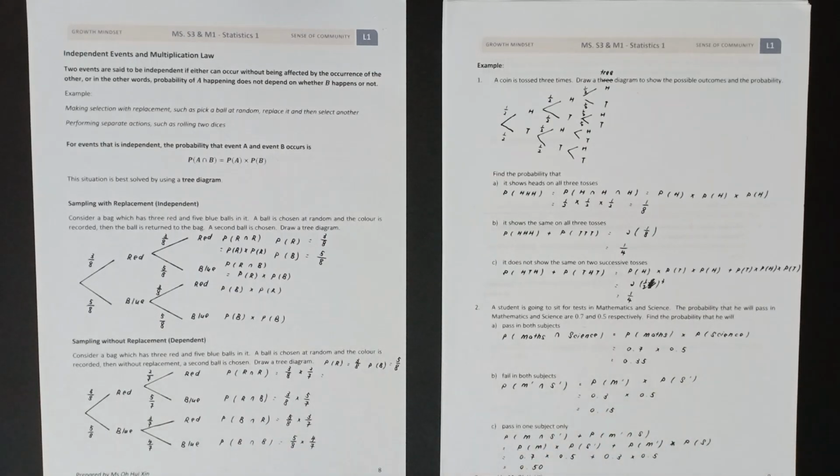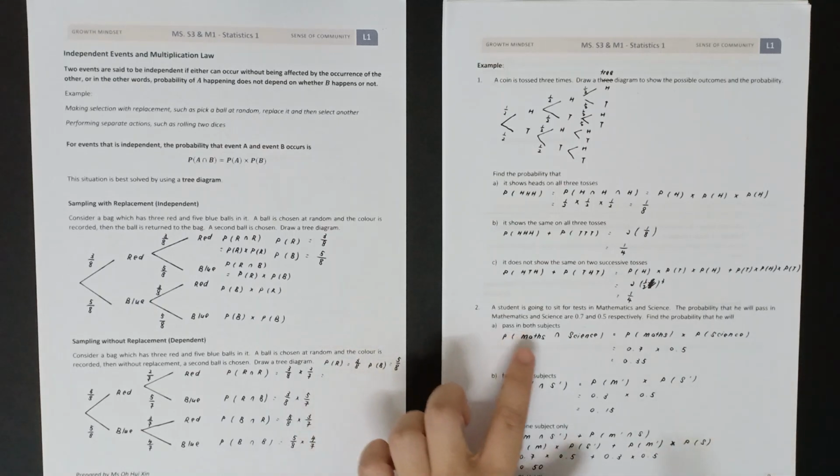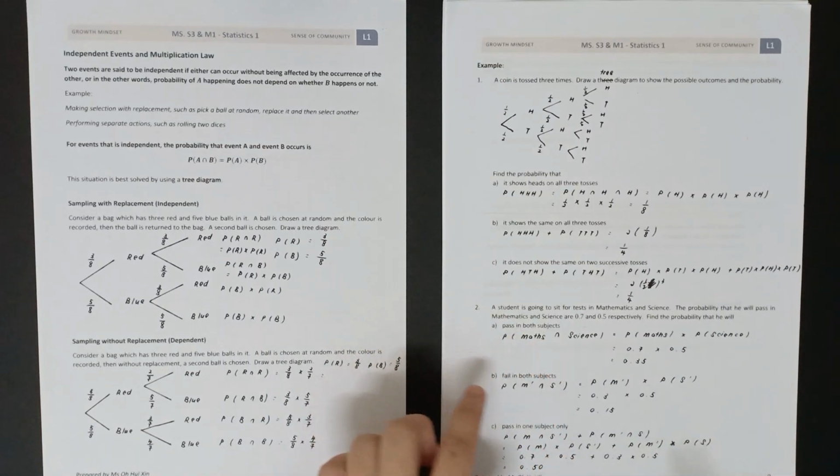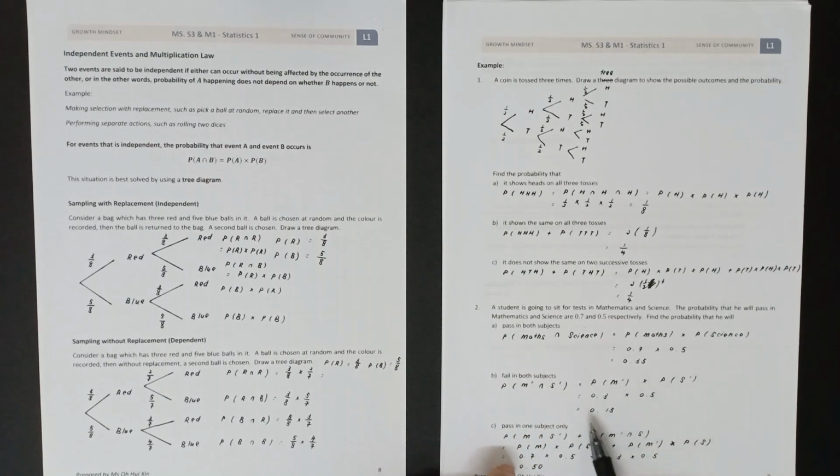For this question, in another way, if you do not want to do this, you can use the 1 minus method also. Passing in one subject means that I do not want the condition that he passed in both subjects, and I do not want the condition that he failed in both subjects. So when you use 1 minus 0.35 and minus 0.15, you get the same answer also. Alright, let's move on to the next one.